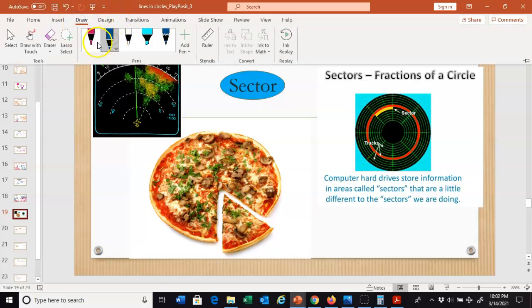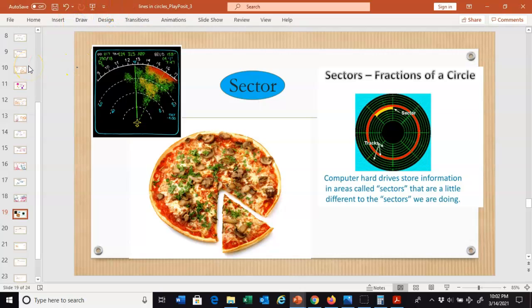All right, moving right along to our last topic, and that's sectors. So I feel like sectors are pretty user-friendly because they're things that you guys are used to. Like this slice of pizza is a sector of the circle. It's a section of the circle, if you will. Here's some radar. We have the sector here. It's like a piece of that circle. Here's another one. Pieces or fractions of a circle.